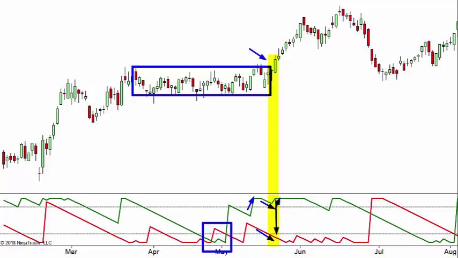So having the Aroon up being up to 100 and the Aroon down being down below, well, 30, then that gives us a higher probability that it's not going to be a false breakout. So that's another huge benefit.